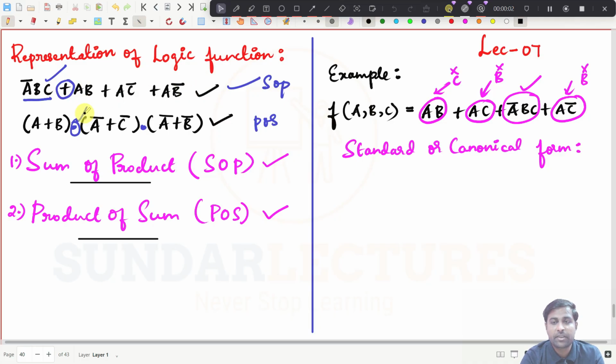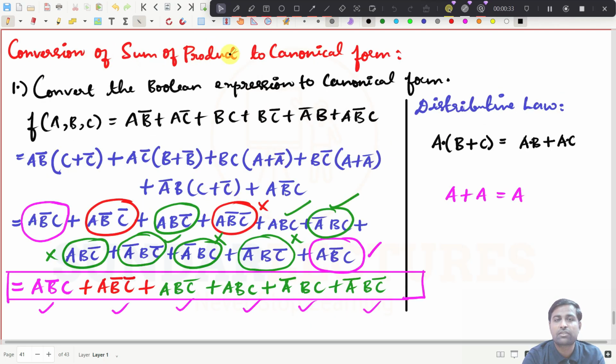So what are all the topics we have seen in this class? We have started with representation of logic functions, and in representation of logic functions we have two different types. One is sum of product and the other one is the product of sum, right? So for example, if you have a function like this, here we are missing C, and then here also we are missing B, and this is not in the standard form, right? So if you want to convert this into standard form, that means conversion of sum of products to the canonical form or standard form, right?